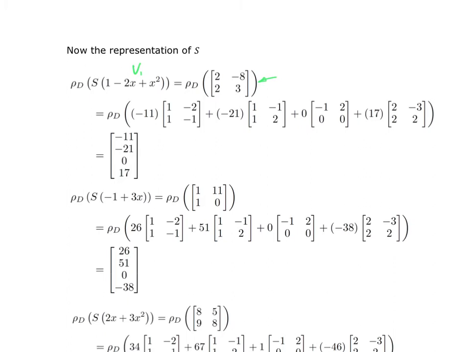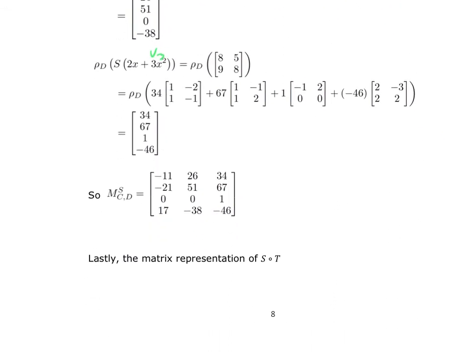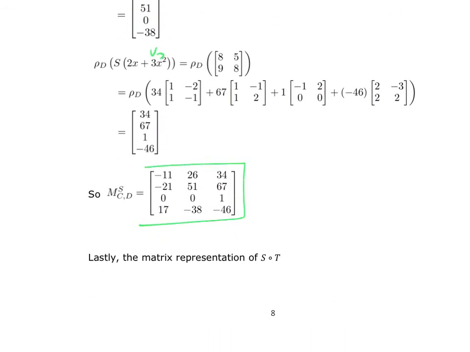And as before, I'm going to then find these multipliers, just like I did in my previous example. And then I end up with this matrix, or this vector. That's the vector representation of V1, which is out of C onto D. And then I'm going to do that for each one of my V2, my V3, and then I'm going to end up with this matrix.